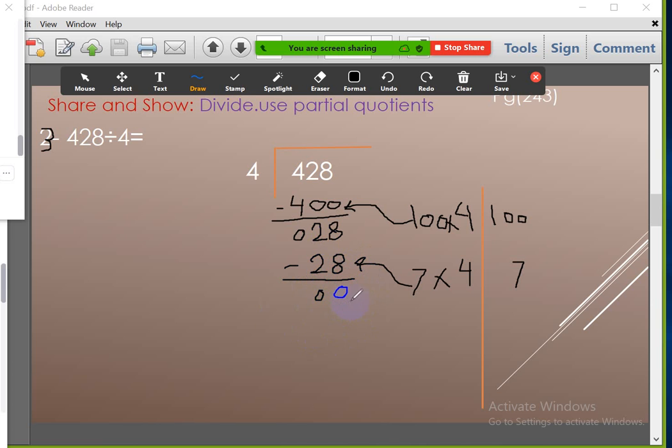That means what? The answer or the quotient is what? I have to add the numbers that I chose in those 2 steps. So I will add 100 and 7: 0 plus 7 equals 7. There is no tens here, so it will be 0. There is no hundreds also, so I will take the 1 and put it down. So the quotient for this division is 107. This is the quotient, okay?